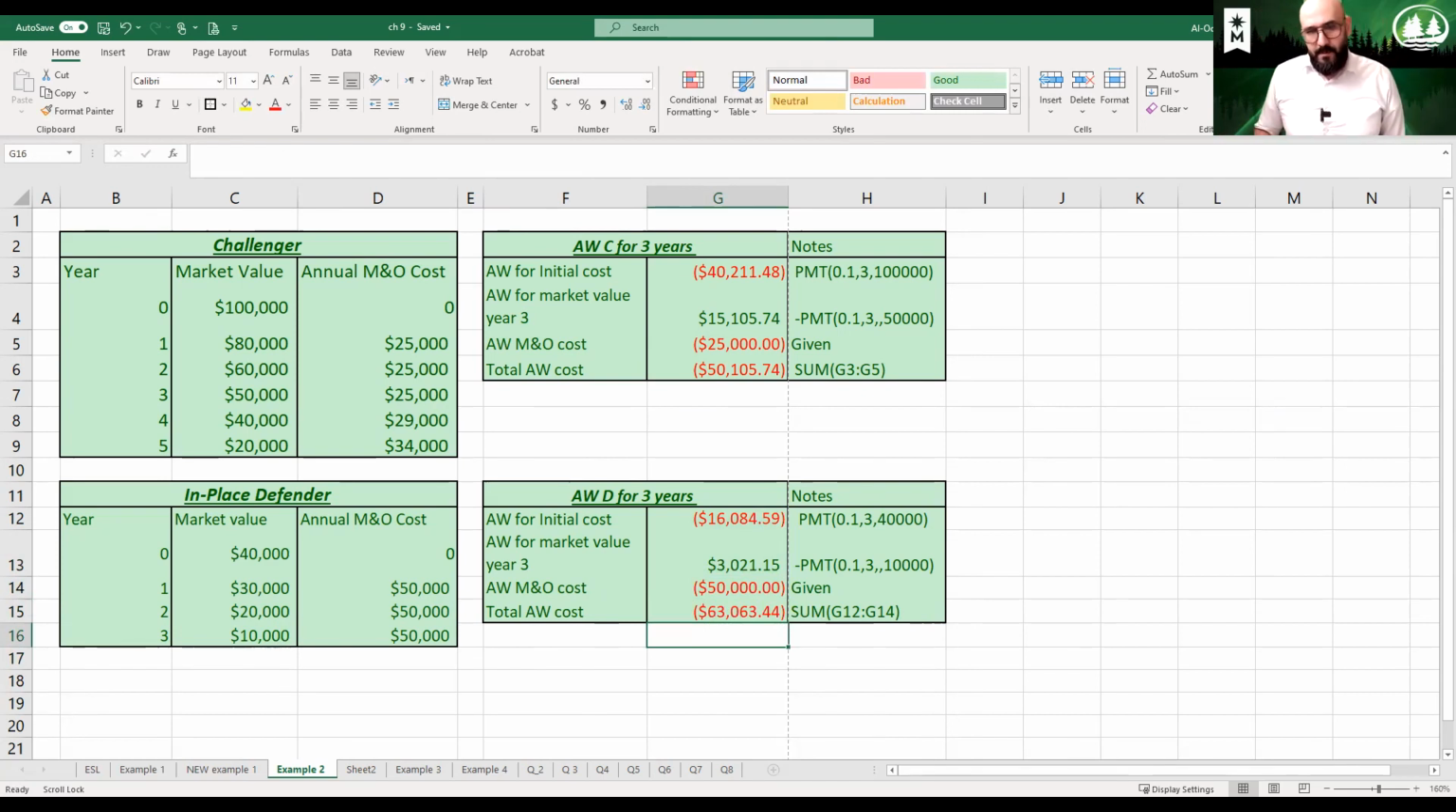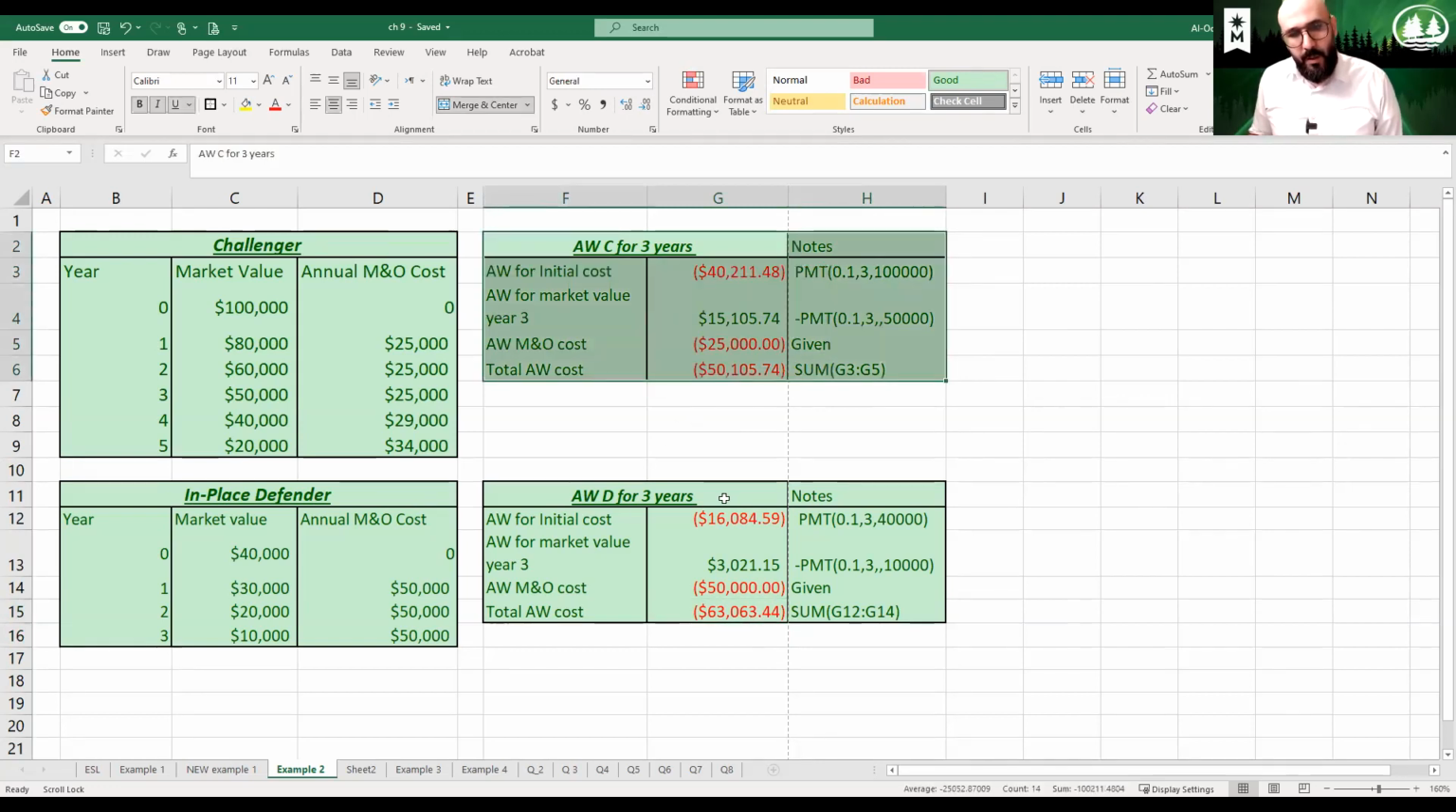Now, let's take a look into these numbers. Compare the 50,000 with the 63,000. As you see, the 50,000 is cheaper than the 63,000. So it would be better to replace the Defender after 3 years. Yes, we found a better alternative, which is basically replacing the in-place Defender. That would be the conclusion for what should be done. All right, so as it says here in the book, over the next 3 years, the Challenger is less expensive than the Defender. So we should go in and replace it.